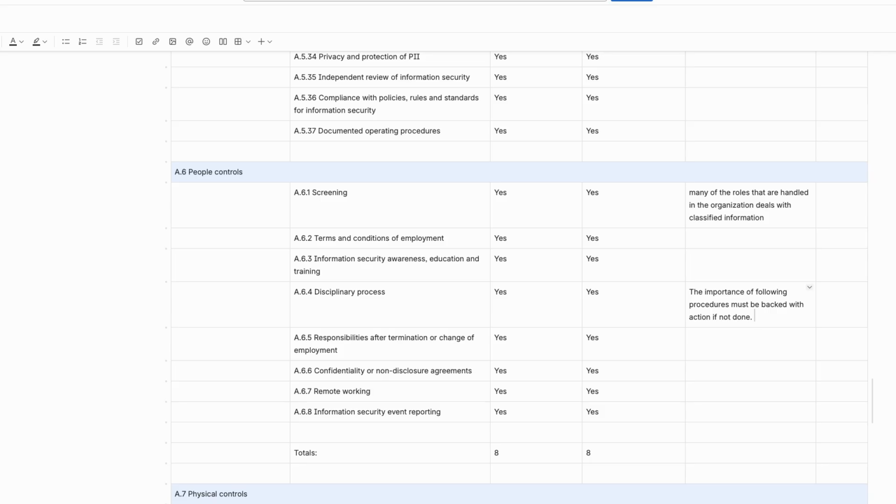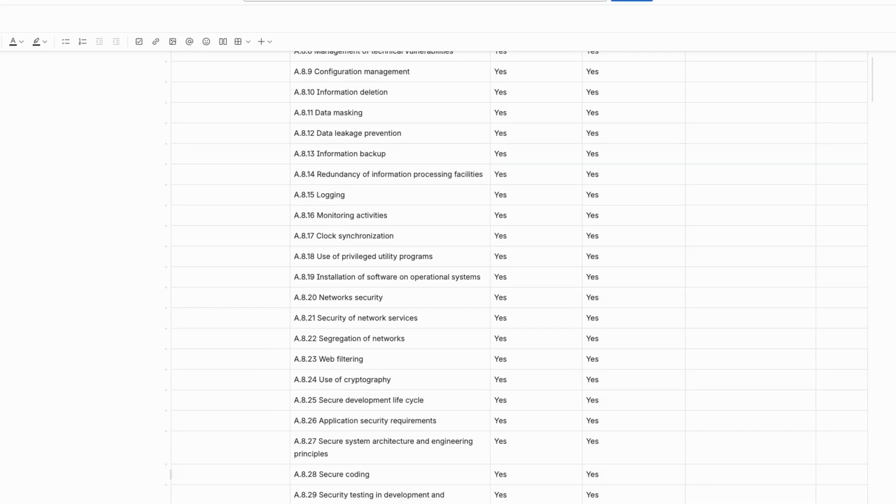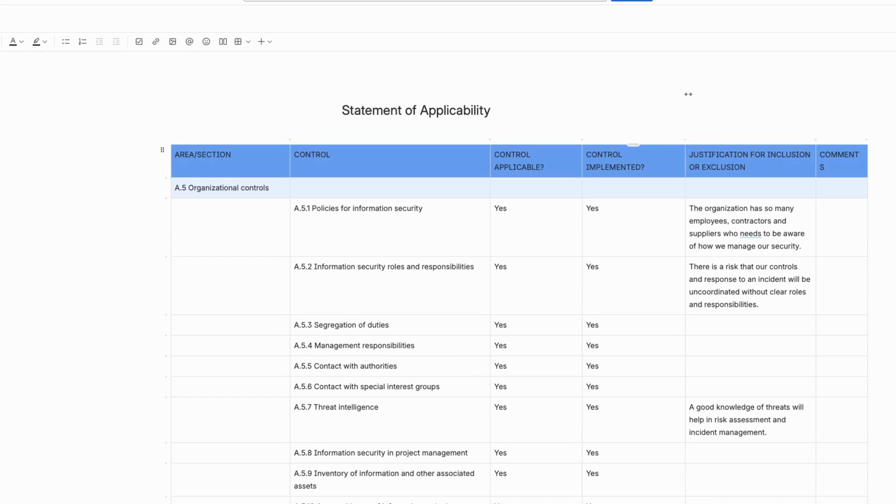Let's take one or a few more under the physical and then the technological control. So let's look at, let's say, storage media. Under physical control, which is 7.10, we are saying that media containing data is disposed securely. And if that will be done securely, then it means that storage media is necessary in our environment. With this much said on the handling of the statement of applicability, let's look at the other way of writing a statement of applicability.